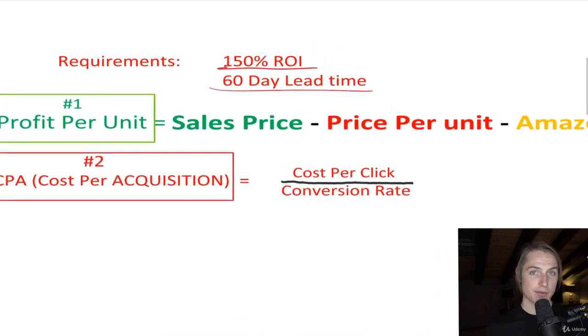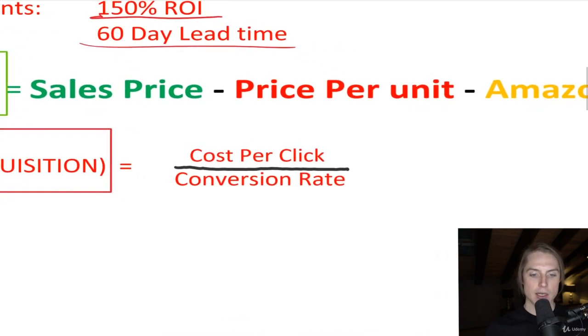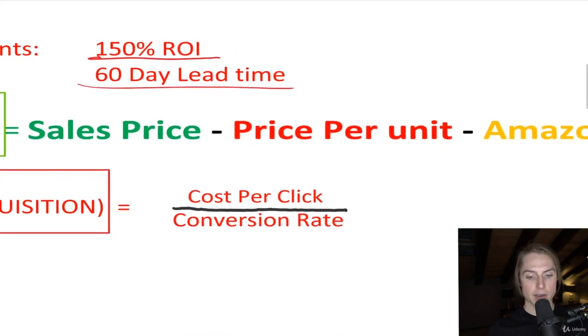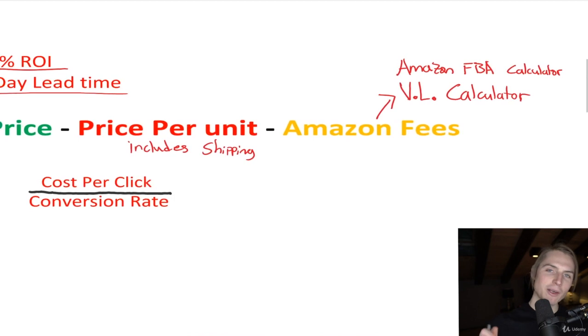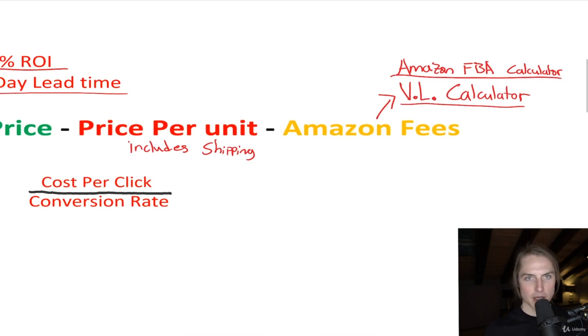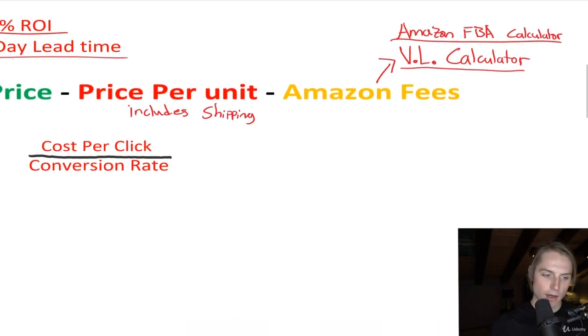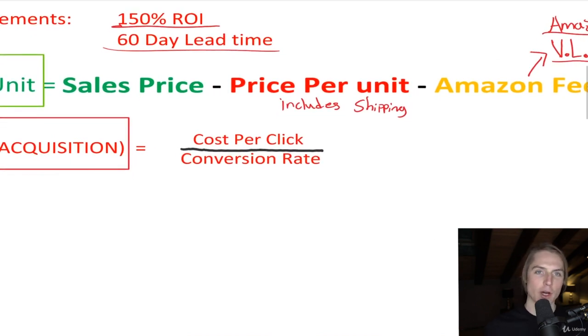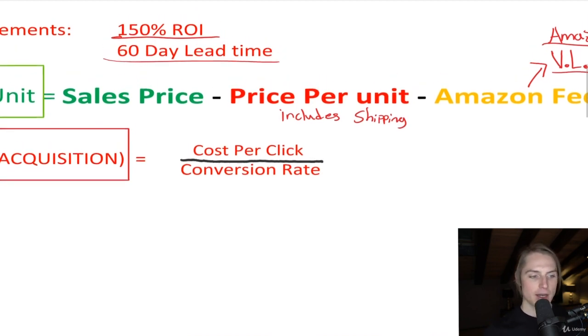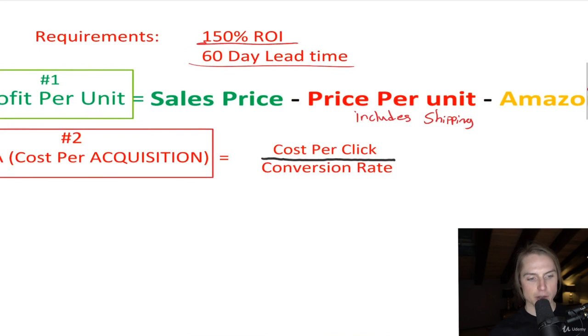Whatever you're going to sell it for, minus the price per unit, which includes shipping, minus the Amazon fees. To calculate the Amazon fees, you could use the Viral Launch calculator in the Chrome extension, or you could use the Amazon FBA calculator by just Googling that. Your price per unit, you'll find out in the next section where we go about sourcing. But basically you're going to need shipping and the cost of the unit, and then you're going to need the sales price.